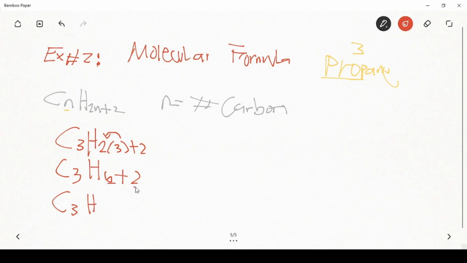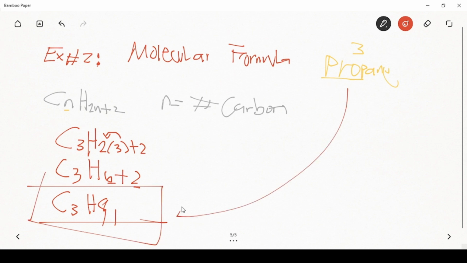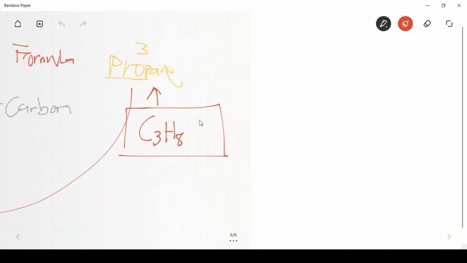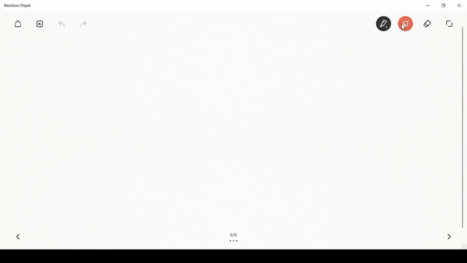So C3H, 6 plus 2 is 8. So this is the molecular formula of propane. It is C3H8. This is the molecular formula of propane. Get it? Okay, I hope so. Let's proceed to the third mission.